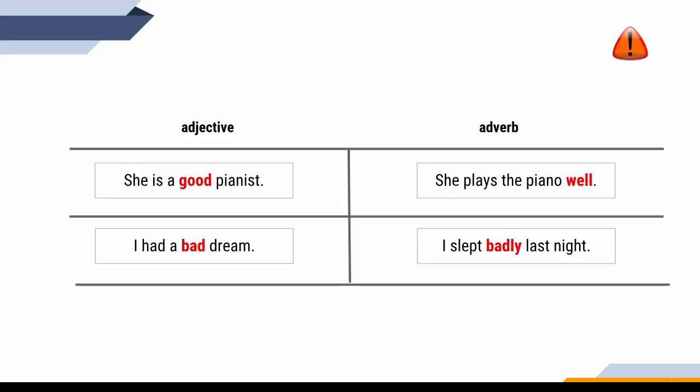Different forms. Good and well. You know this one. She is a good pianist. She plays the piano well, not goodly. I had a bad dream. I slept badly last night. You don't need here worsely or something like that. I slept badly last night.